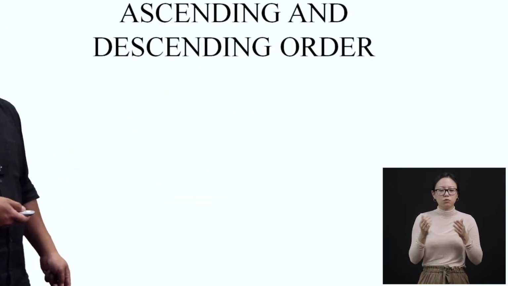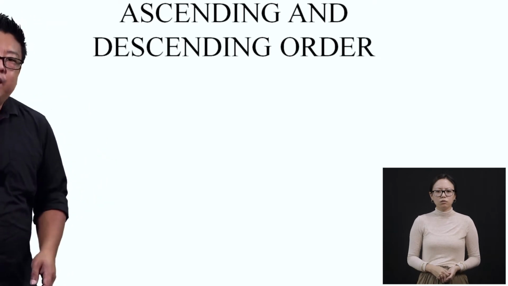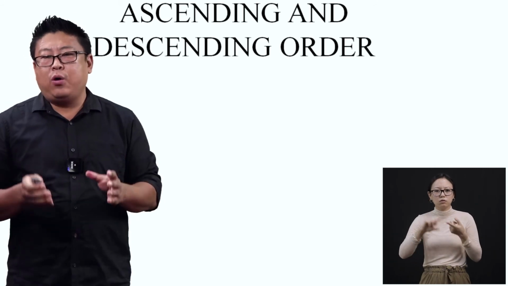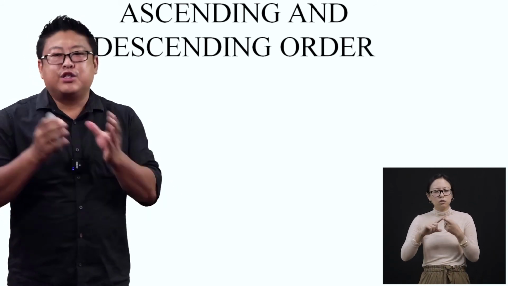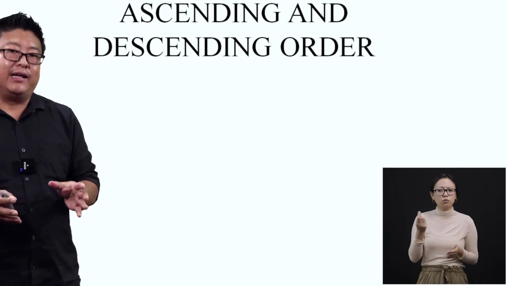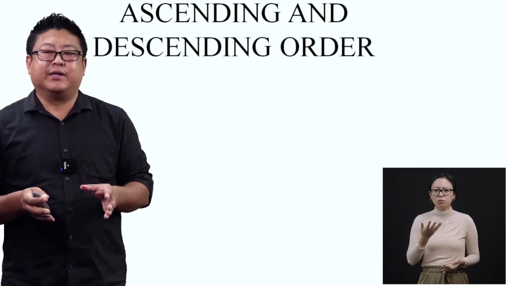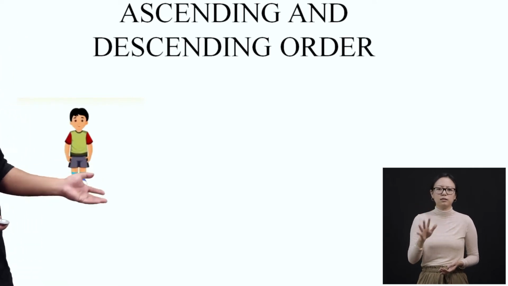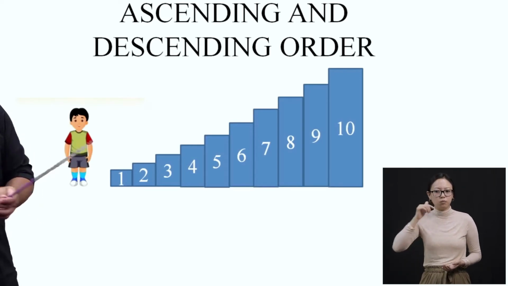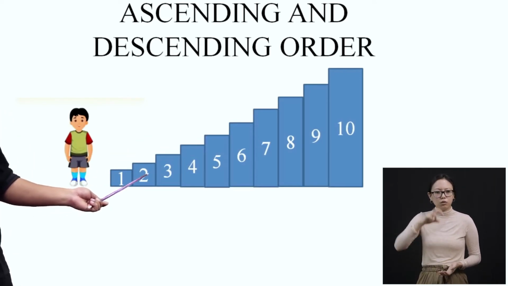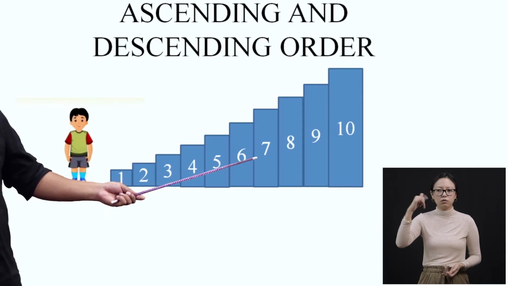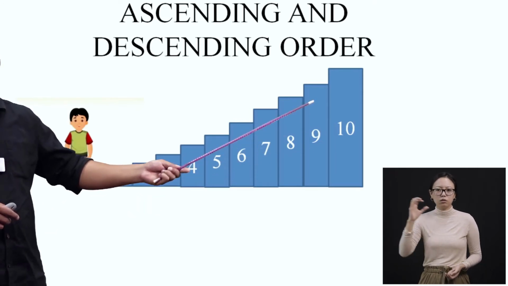All right, children? Now, we will come to the new topic. This topic is called ascending and descending. Since we already learned about greater, smaller number, now we can learn about ascending and descending very easily. Okay? So let's look at ascending first. We have a boy here. Now this boy is going to climb these stairs. These stairs are marked with numbers 1, 2, 3, 4, 5, 6, 7, 8, 9, and 10.